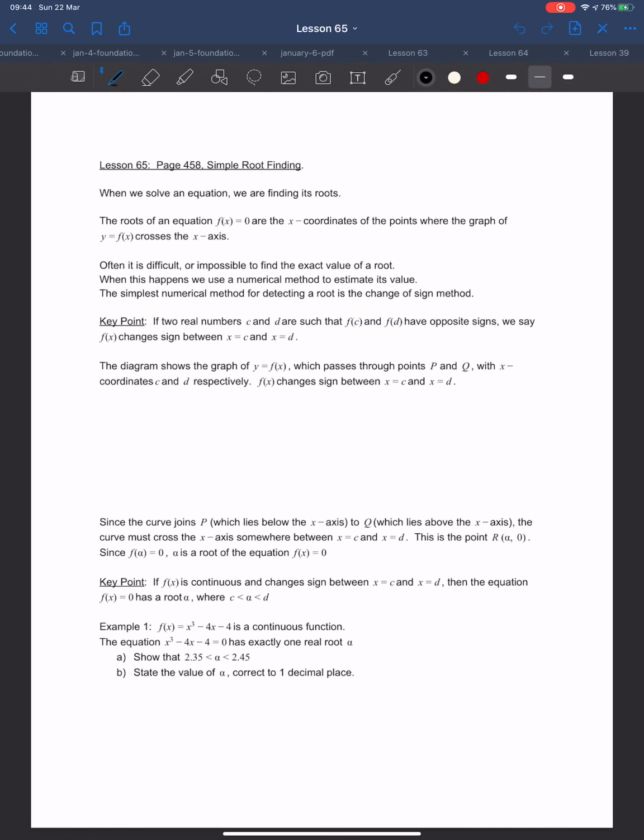This is lesson 65, which would have been Friday, the 20th of March in the morning. This is what I would have given you there. Okay, in the morning session.